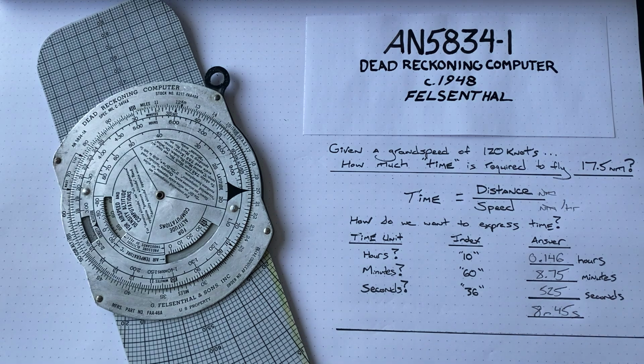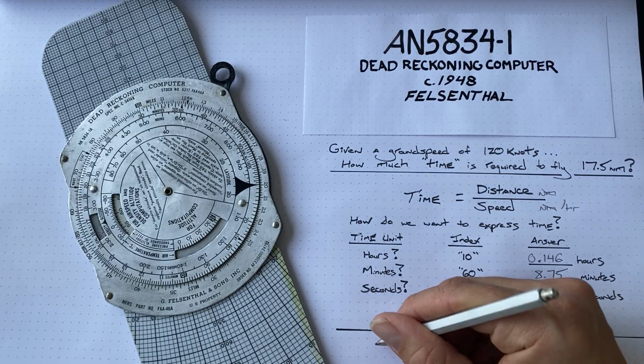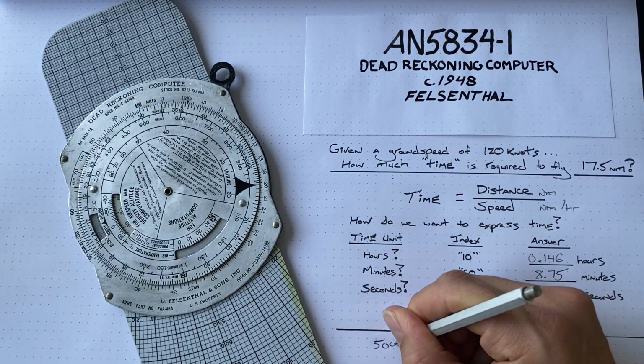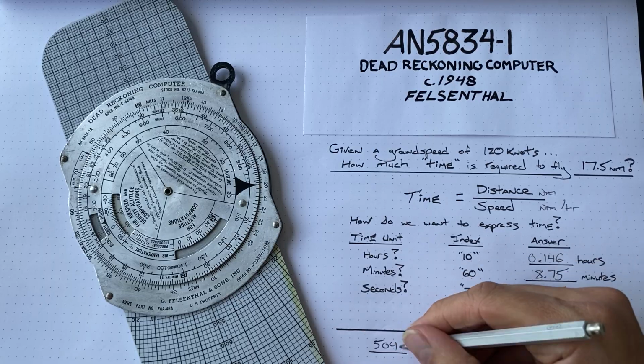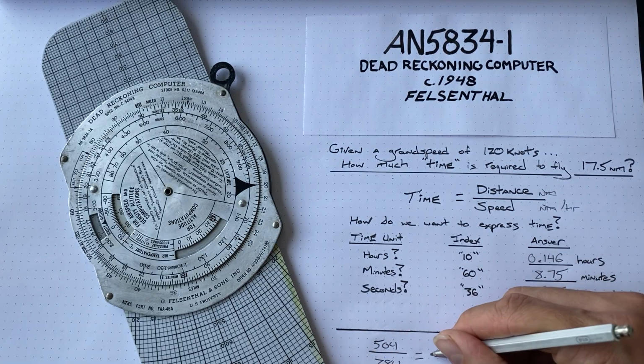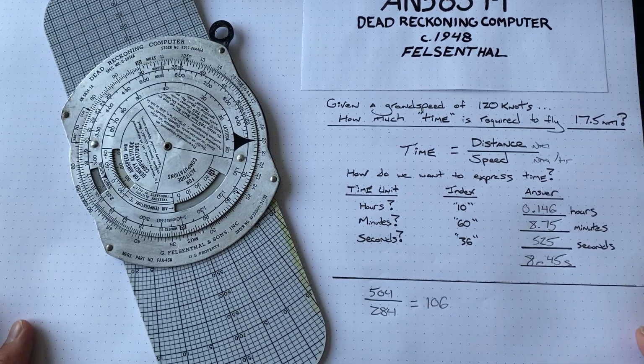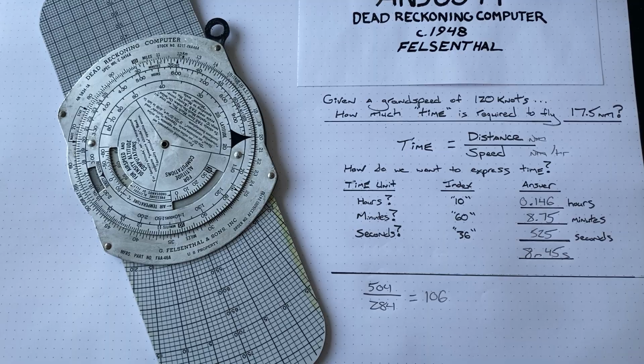And I will come clean that in the last video that we did, I was not so careful with my units. In fact, I wrote something that I go back and look at now, and it was pretty silly. What I wrote in the last video was 504 divided by 284 equals 106. Well, what was I talking about?